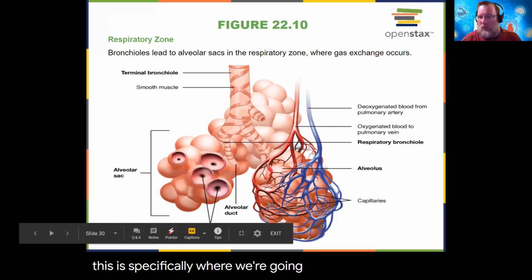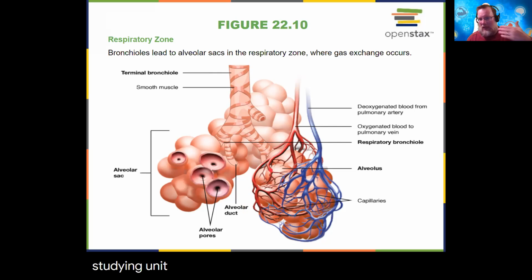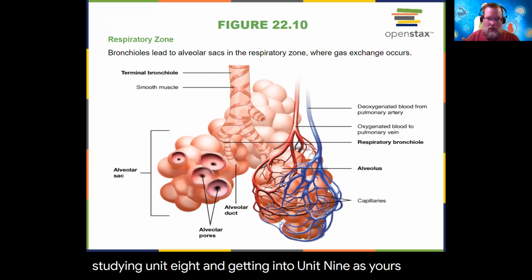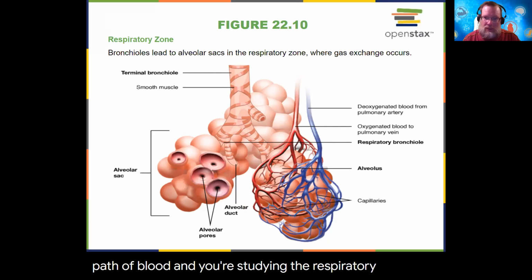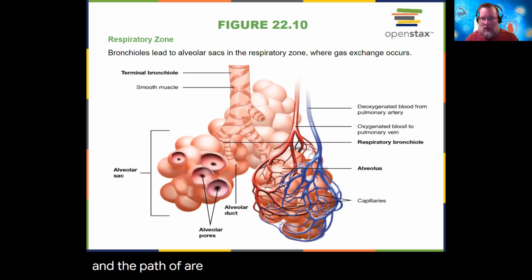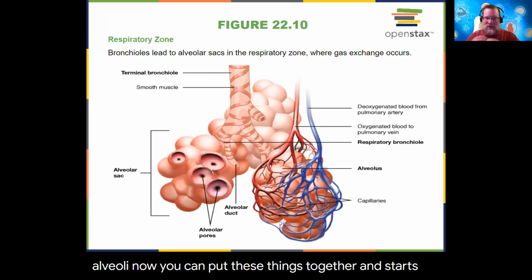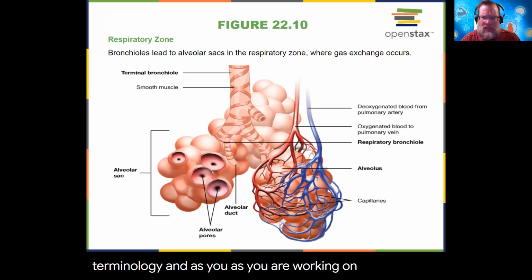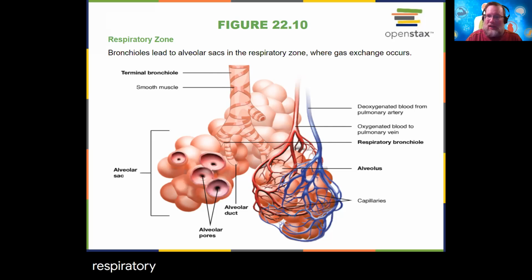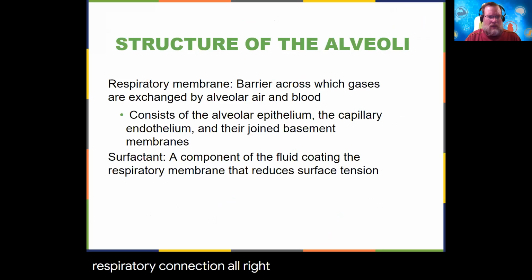where we're going. So as you guys are studying unit 8 and getting into unit 9, as you're studying the cardiovascular system and the heart and the path of blood, and you're studying the respiratory system and the path of air from outside to the terminus at the alveoli, now you can put these things together and start using your terminology. Okay, start using your terminology, as you are working on understanding the basics of the cardiovascular and respiratory connection. All right.